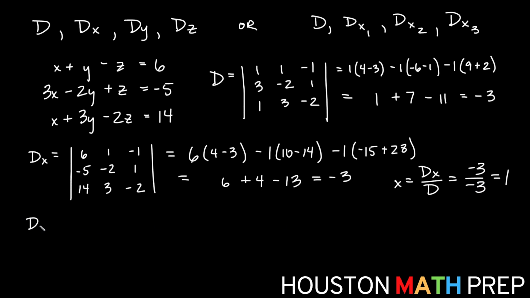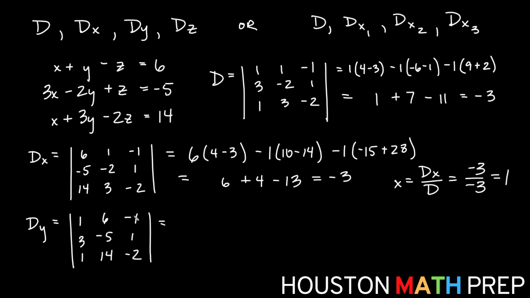So if I'm doing d sub y, then I'm going to take the original D here, but I'm going to be swapping out the y column for the 6, -5, 14. So 6, -5, 14 is going in here. And then the 1, 3, 1 is staying. And the -1, 1, -2 is staying.